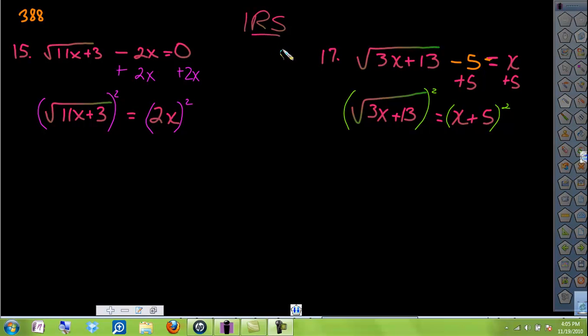In this video, I'm going to begin with question number 15 on page 388. We are solving equations containing radicals. And again, we want to apply the IRS method: isolate the radical first, then remove the radical, and then solve and check. So as you can see, I've gotten this started.